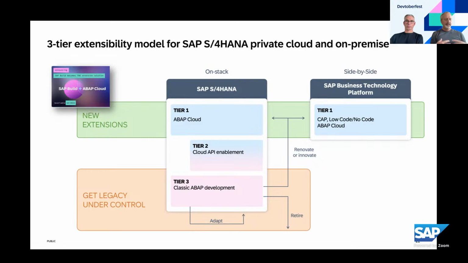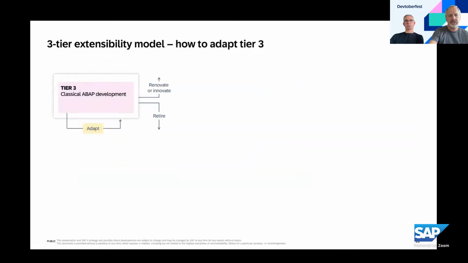And to be honest, we introduced this tier extensibility model, I think 1 or 2 years ago, and we are in constant discussions with a lot of customers to optimize it, because we try to find the best compromise with these tiers so that it maps to the reality of our customers and leads them step by step to a clean core. That's the idea behind it. But the main discussions we always have is how to get the legacy under control and what adapt really means if you have 100,000 custom code objects, to be honest.